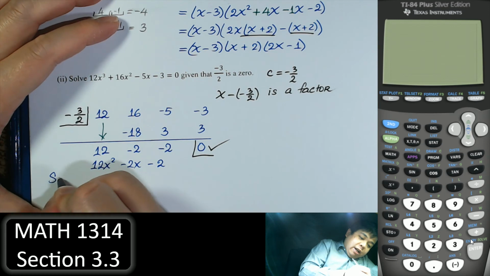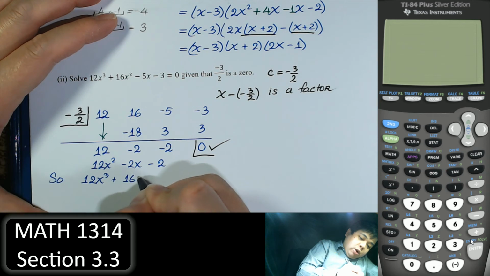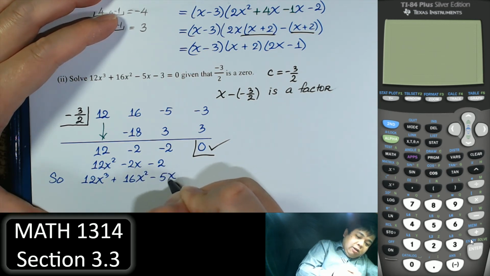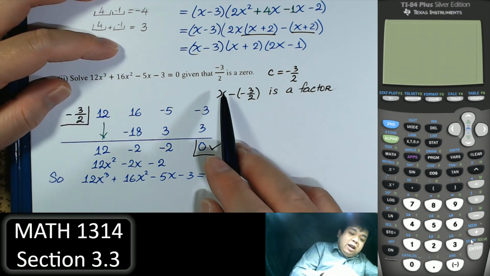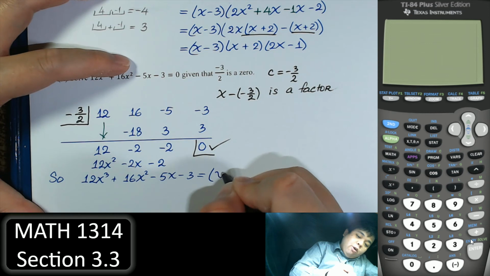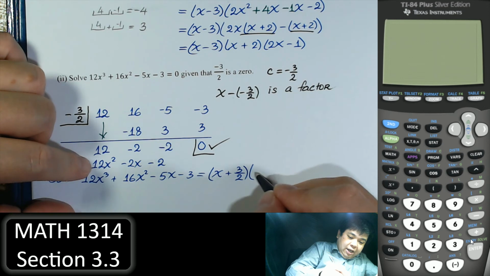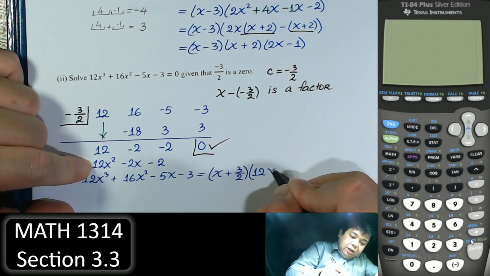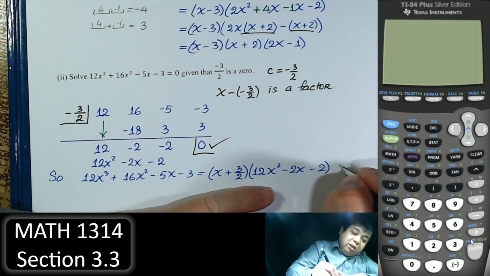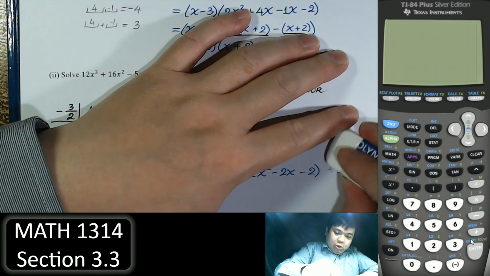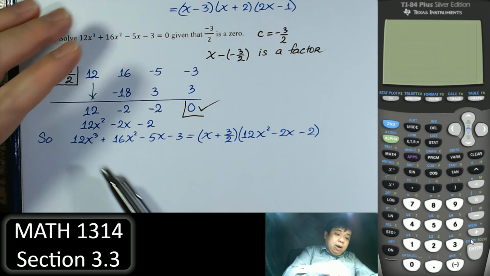So we can have 12x cubed plus 16x squared minus 5x minus 3 equal to the divisor x minus negative 3/2, or x plus 3/2, and then the quotient plus remainder, which of course we don't need. Right. Now that helps us a lot when we solve the equation. We need this to be equal to 0.